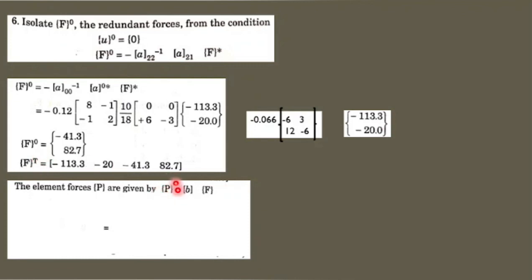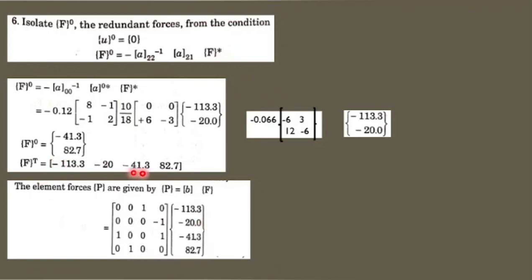Okay. Now how to make the element force? P is beta matrix into F. What is beta matrix? The value which you have already found here at the previous step. This is beta matrix, and what is F? Currently you have found minus 113, minus 20, minus 41.3 and 82.7. You multiply this component, you will be getting P. And your answer will be 41.3, 82.7, minus 30.6 and minus 20.